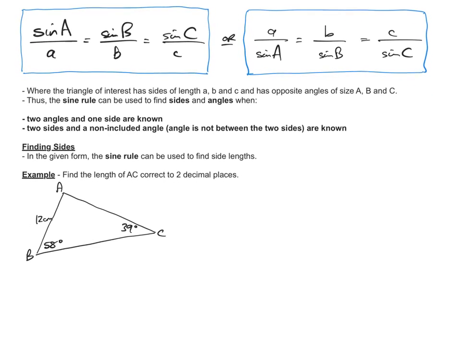So these are the different ways of presenting the sine rule, and the triangle of interest has sides of length a, b, and c in lowercase, and the angles opposite to those sides are capital A, B, and C. The sine rule can be used to find sides and angles when two angles and one side are known, or two sides and a non-included angle are known. Non-included angle being an angle that is not between the two sides.